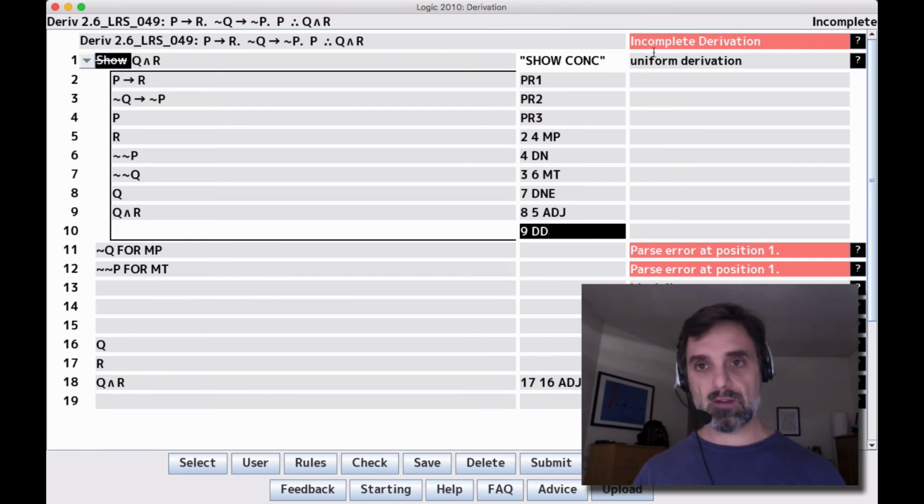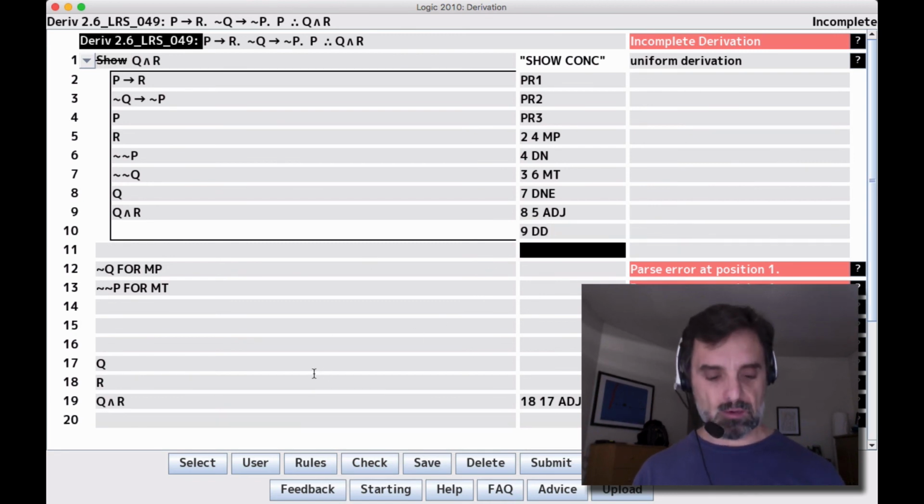So this is a correct derivation. Ignore this message because of all this stuff from these notes. If we were going to submit this, we would need to delete these.